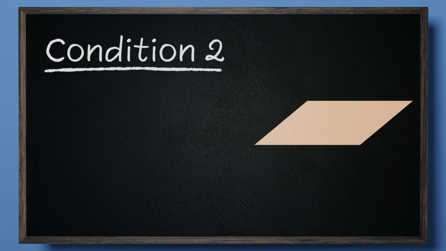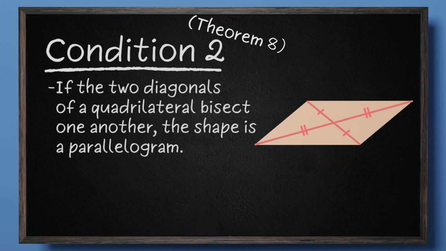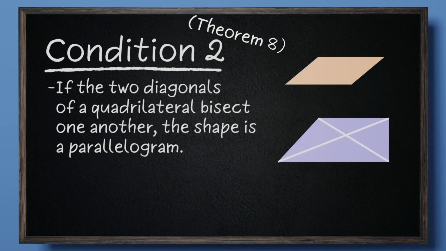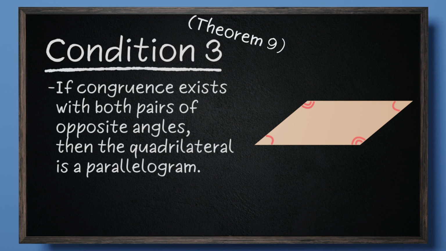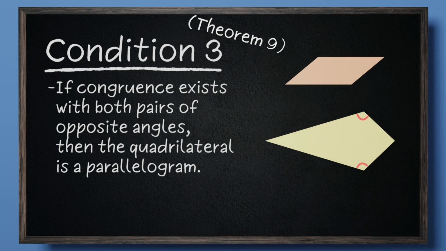Condition number 2. If the 2 diagonals of a quadrilateral bisect one another, the shape is a parallelogram. At any time, if the diagonals are not both bisected, parallelism is lost. Condition number 3. If congruence exists with both pairs of opposite angles, then the quadrilateral is a parallelogram. If one pair fails to be congruent, parallelism is also lost.